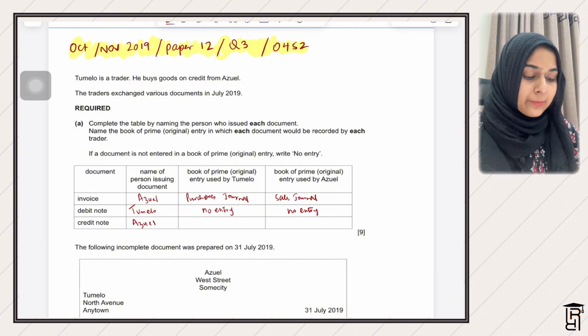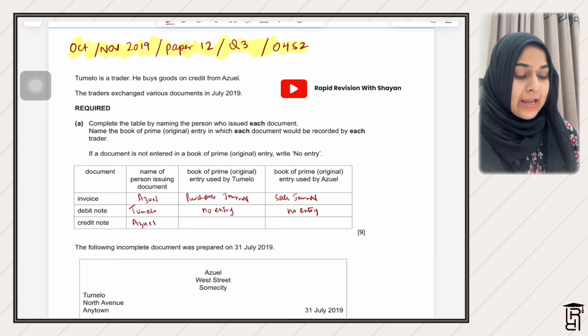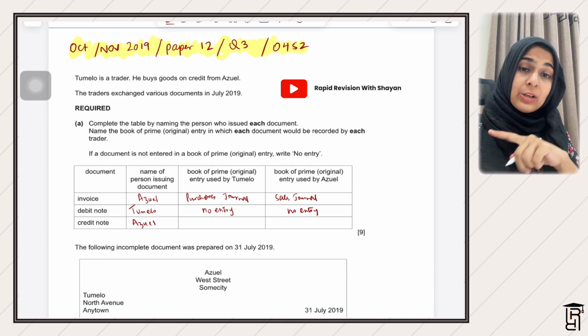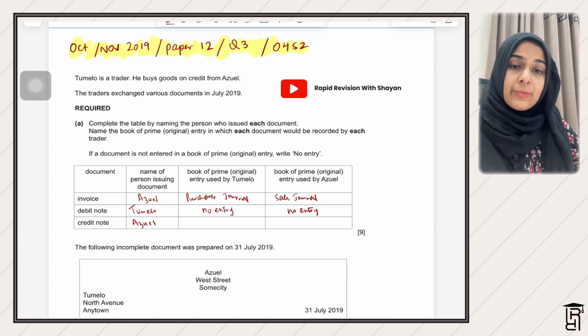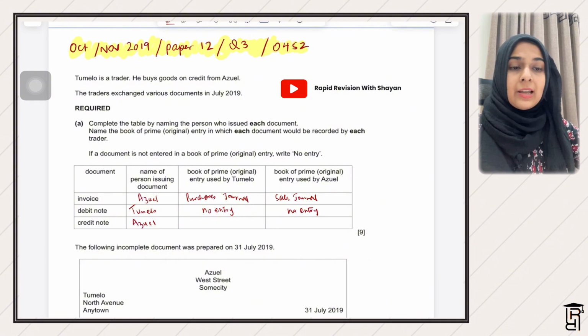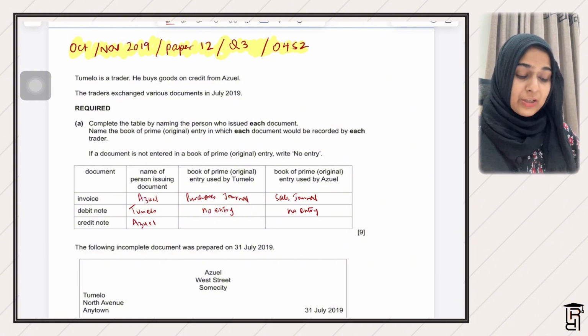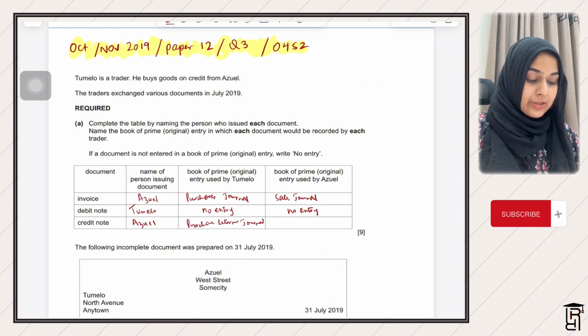And the book of prime entry that will be used by Tamello. Tamello will be receiving credit notes in this case, and whoever is receiving credit notes is the one who actually made the purchases returns. So when Tamello made the purchases returns and issued a debit note, which was a request, Aswell actually accepted those returns and issued a credit note as a confirmation. So the book of prime entry used by Tamello will be the purchases returns journal, which will record the credit notes received. So I'll write here purchases returns journal.